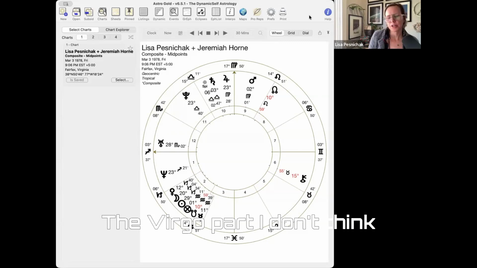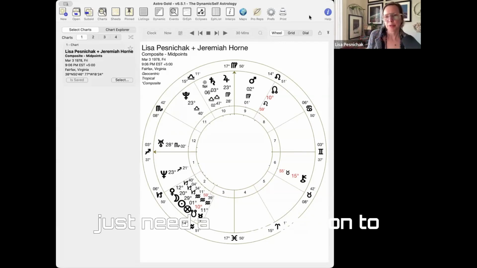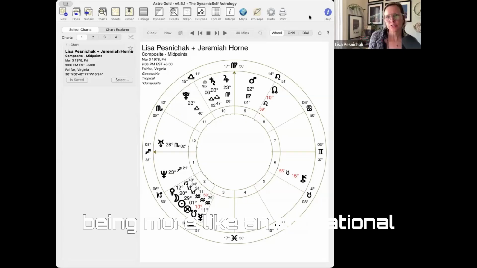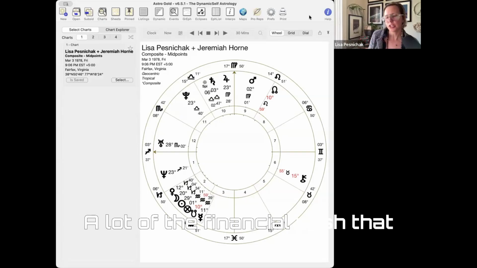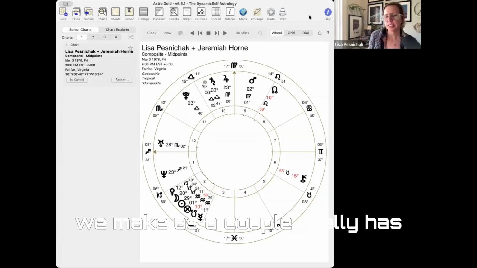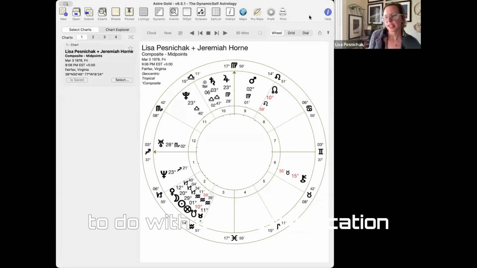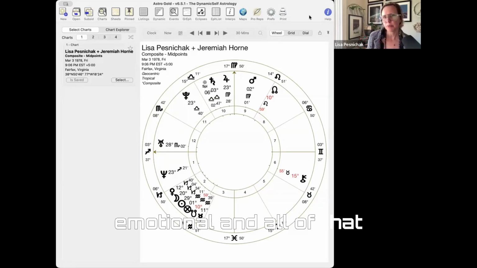I think there's some truth to the ninth house. The Virgo part, I don't think works so well. Honestly, we just need a Virgo person to take care of all of the financial stuff in our life in general. But I definitely see that Mars being more like an educational drive, a drive for our children's education as well, which is that Mars also rules the fifth house. A lot of the financial push that we make as a couple really has to do with our kids' education and putting them through good schools and making sure that they have all of the educational and developmental, emotional, and all of that support as we can give them.